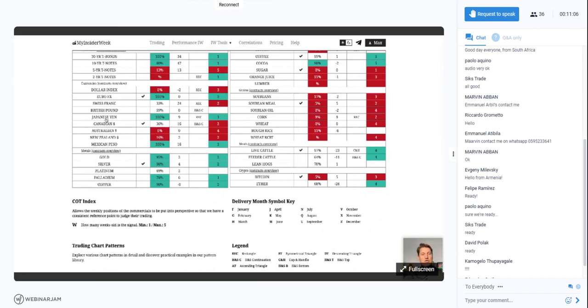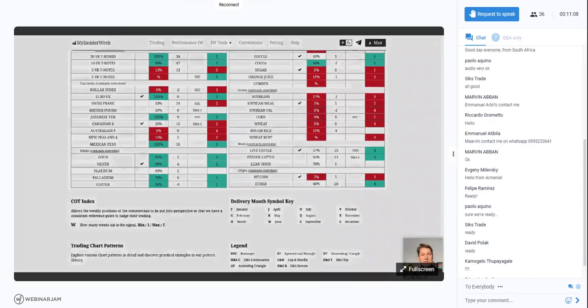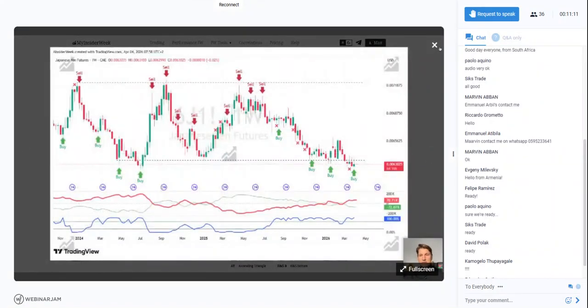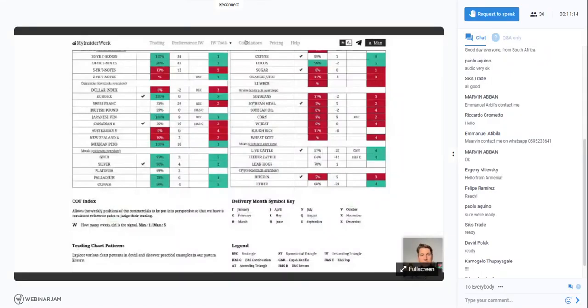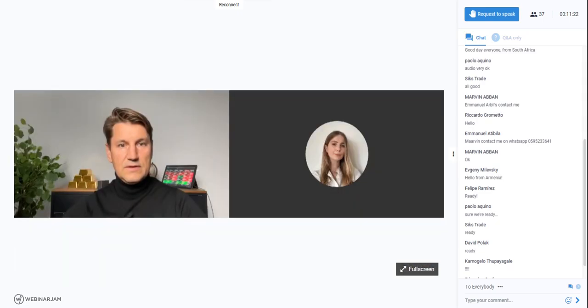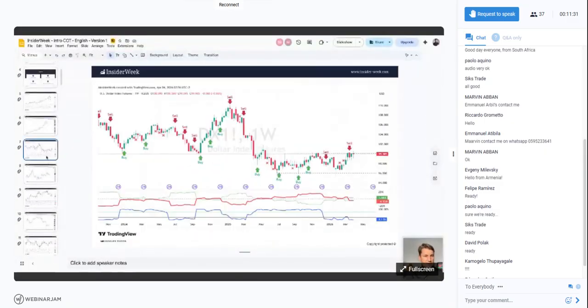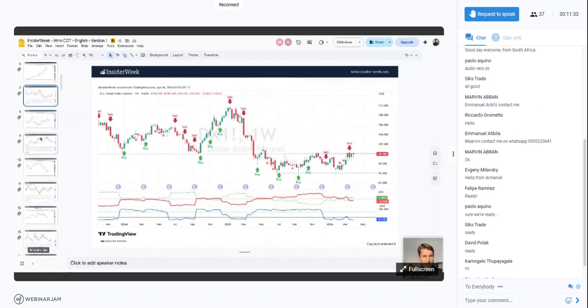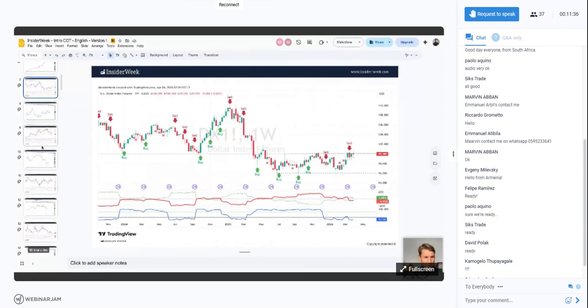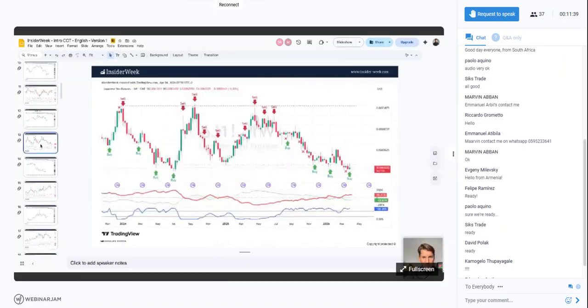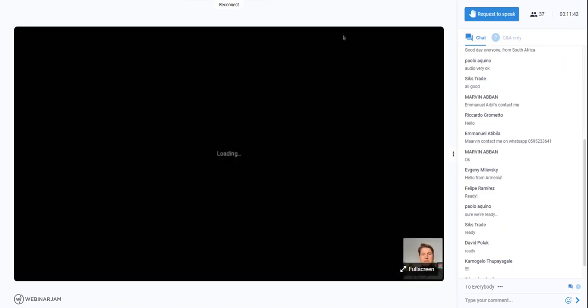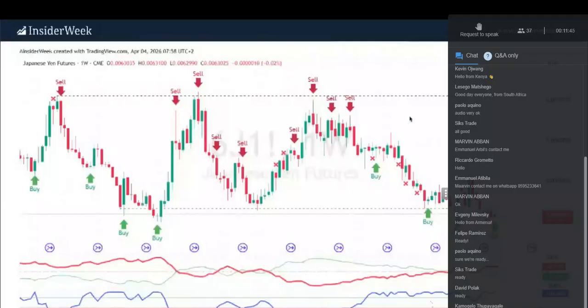As you can see, we got a new buy signal in the Japanese yen. This market is very interesting, so let's have a look at this market in detail. For that, I will switch to my presentation. One second. We will dive deeper into this market. Let's have a look at this chart, dollar index and Japanese yen. One second. So I have the Japanese yen here. Yes. So let's have a look at the Japanese yen.